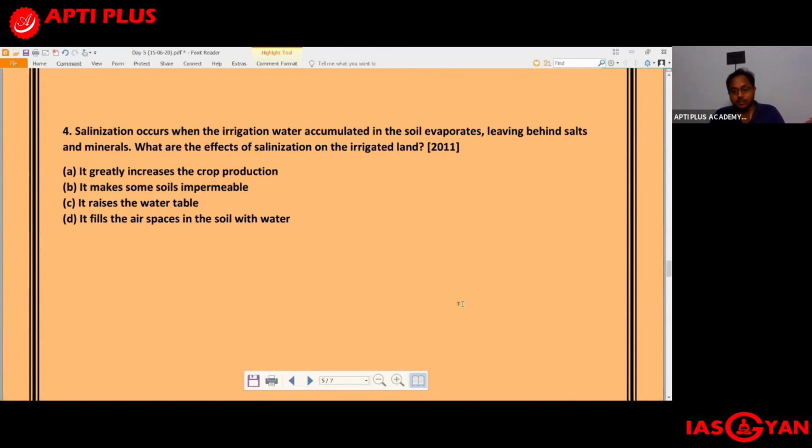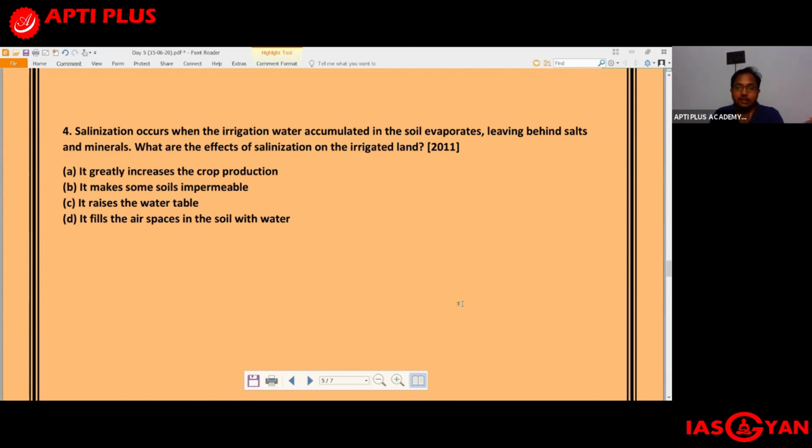What are the effects of salinization on the irrigated land? Basically, this question is saying salinization, also referred to as soil salinity, will occur when the irrigation water accumulated in the soil evaporates, leaving behind salts and minerals. And what are the effects of salinization on the irrigated land? This was asked in 2011.